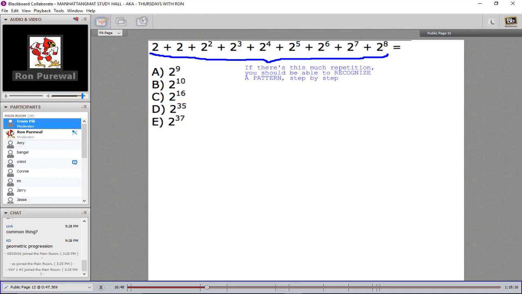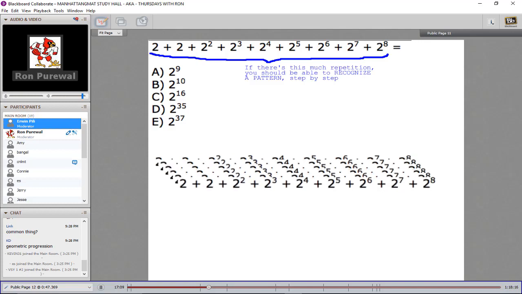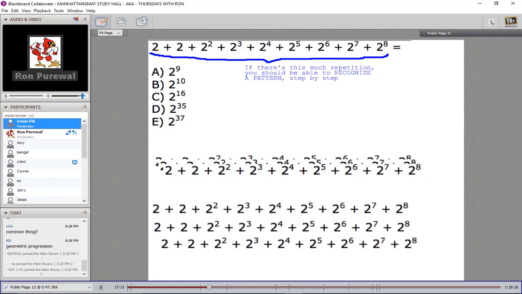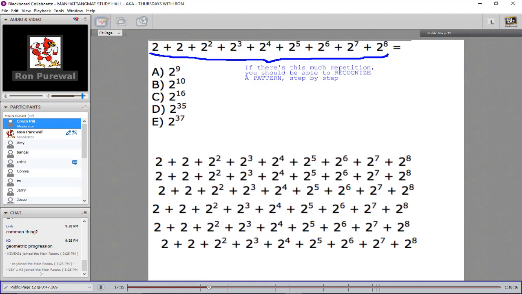In other words, if you just look at that, so this is the thing, and then let's see what happens if we just do the steps one by one. So let me copy and paste that a bunch of times.